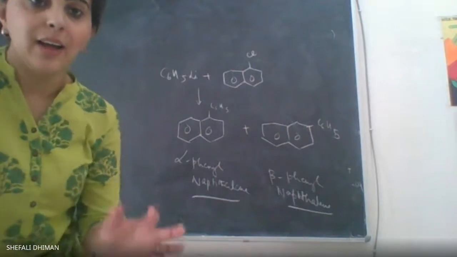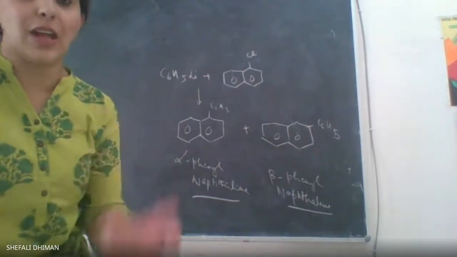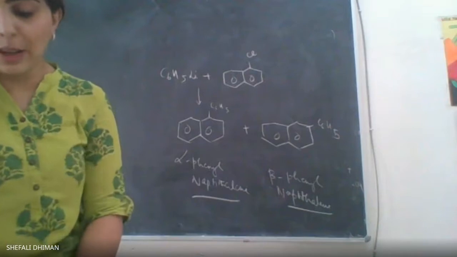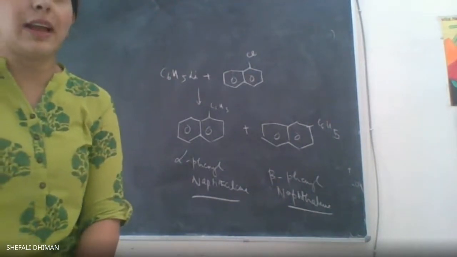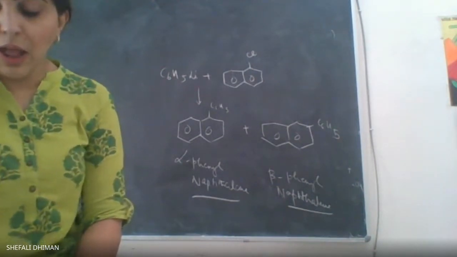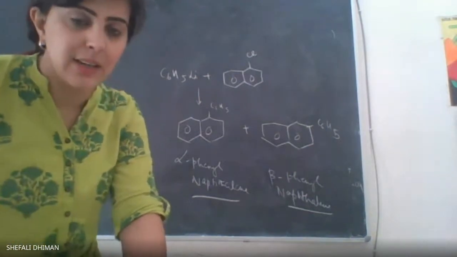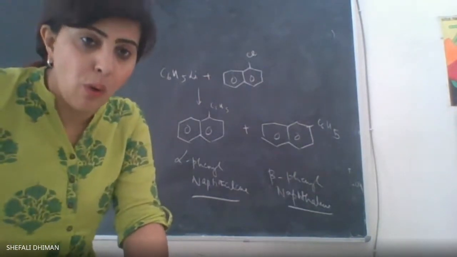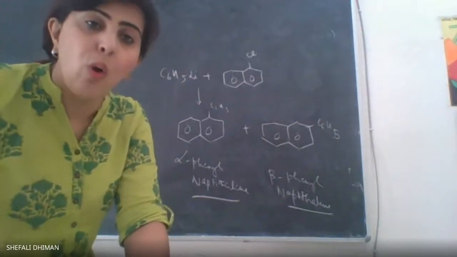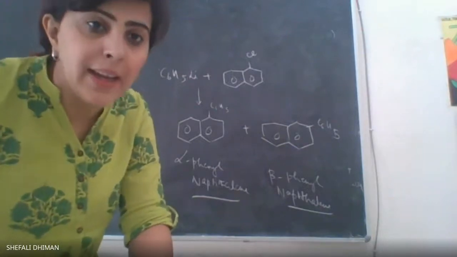Addition-elimination reaction. So this reaction is an example of addition-elimination reaction, and the mechanism involves an intermediate. The mechanism involves an intermediate called nephthine.